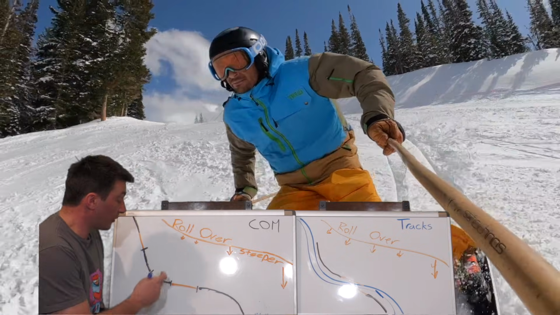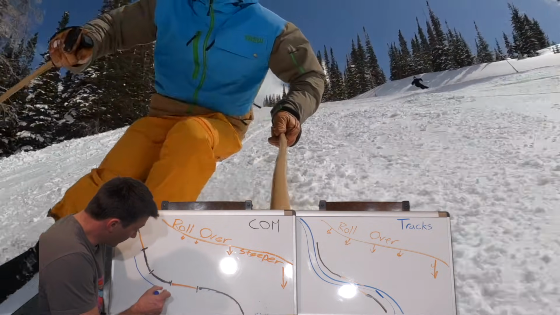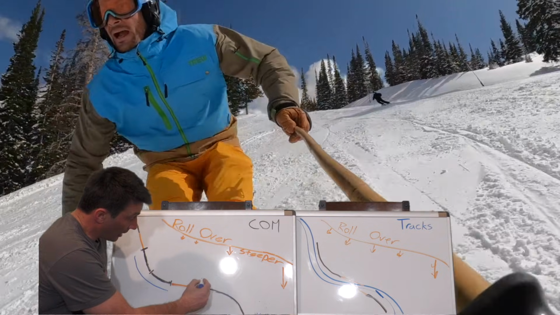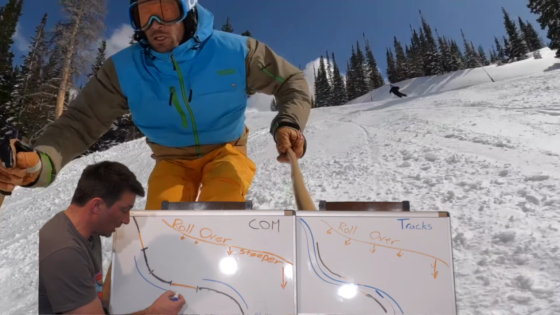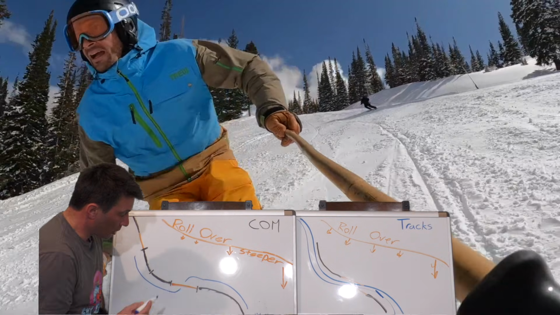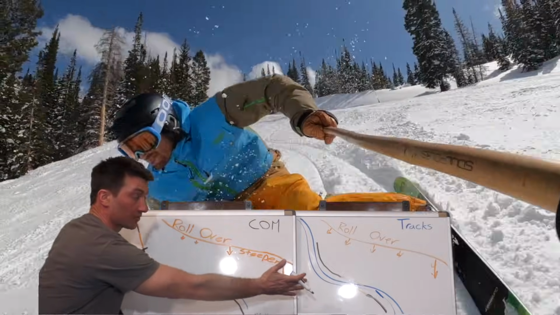Superimposing the ski path over the center of mass lines leads to these arcs here and these arcs here, but then you get this funky looping curve that does not reflect the reality of the tracks in the snow that you see from the chairlift.